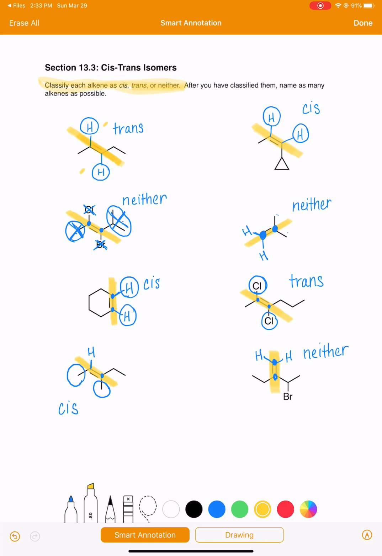The last thing this worksheet asks after you've classified them is to name as many of them as you can. So what I want you to do is pause the video. See if you can come up with their names. When you think you've got them named, unpause the video. When you come back, I'm going to have all the names written up here for you.